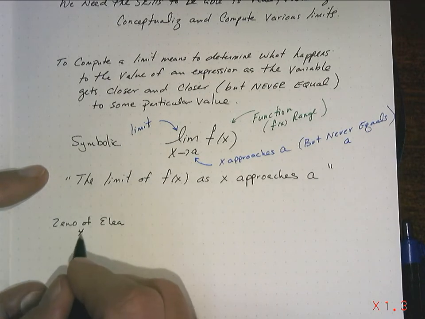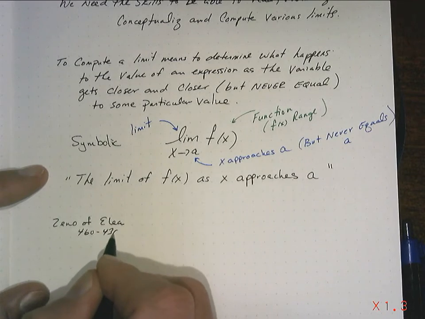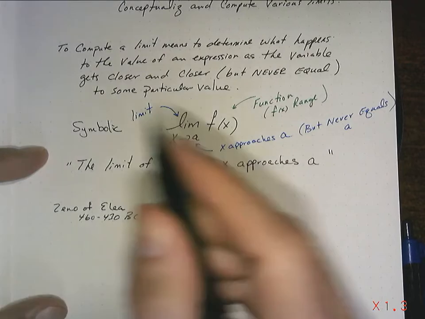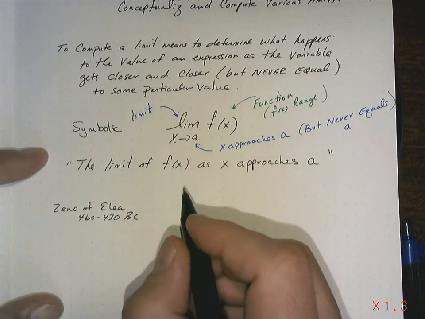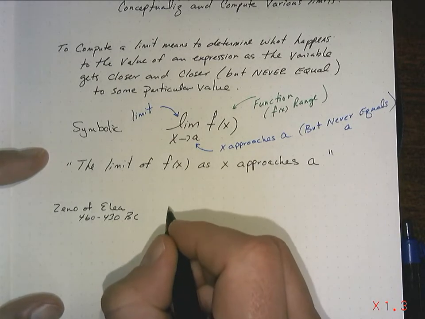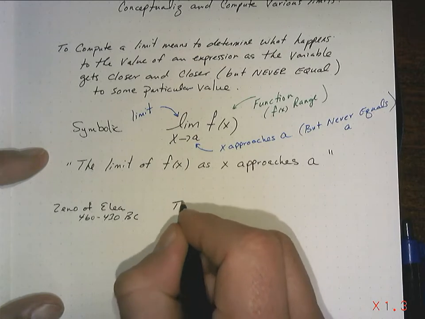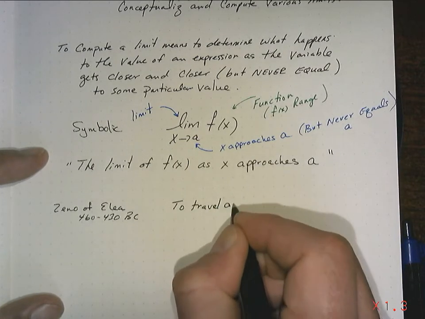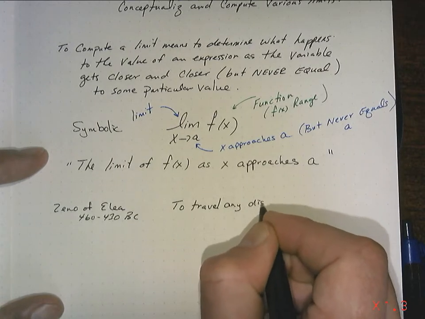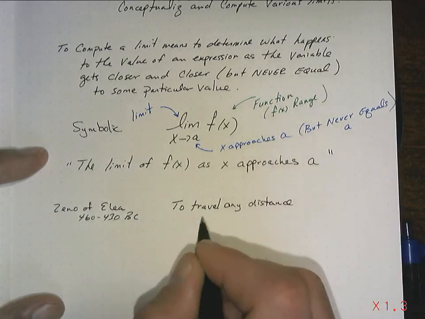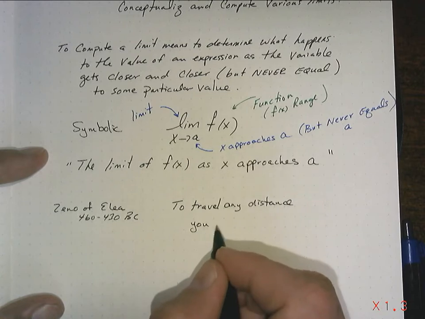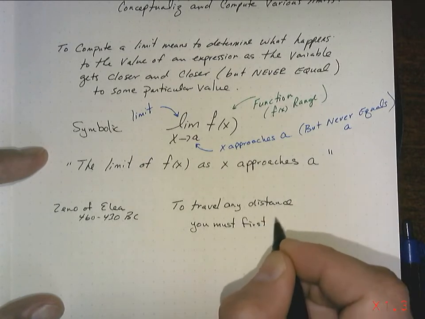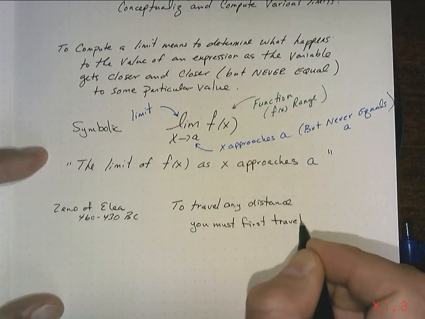This is about 460 to 430 BC. And he had a wonderful, wonderful quote. It was actually a paradox that he threw out there. And he said, To travel any distance, you must first travel half of it.